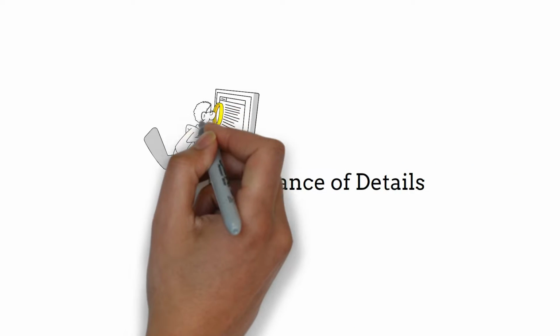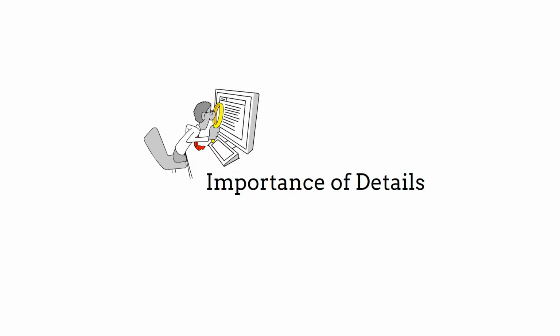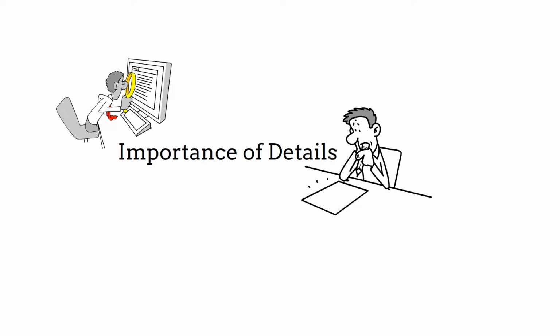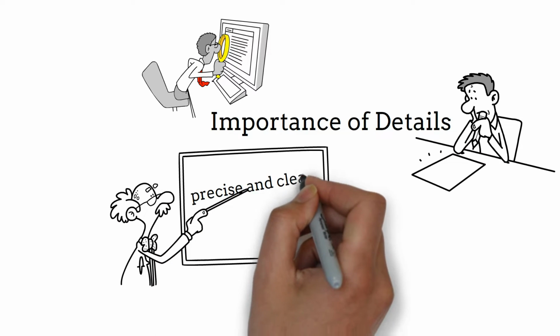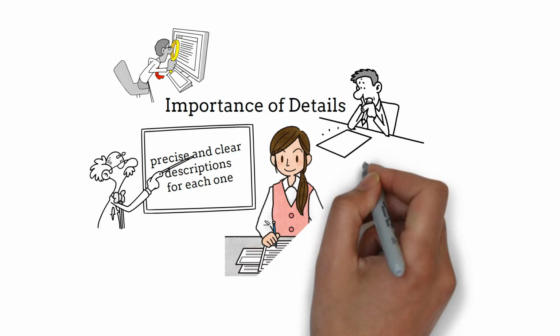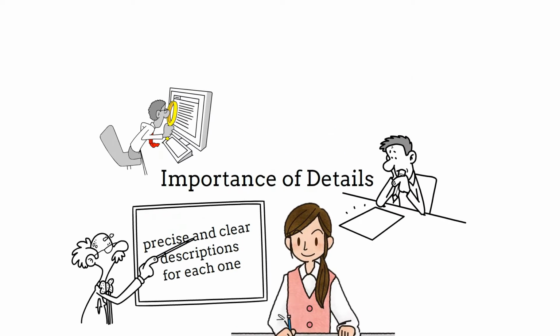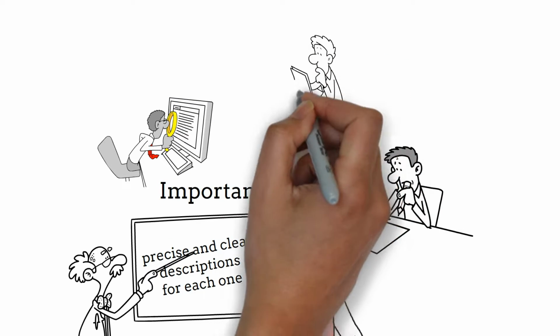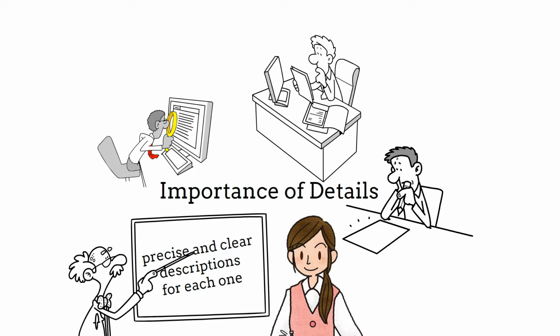Importance of details. Paying meticulous attention to details when completing your Cash Payments Journal is absolutely vital. What this means is that when you're jotting down your expenses, you should provide precise and clear descriptions for each one. This practice holds immense significance, not only for your daily financial operations, but also in the grand scheme of things when it comes time to review and analyze your financial records.